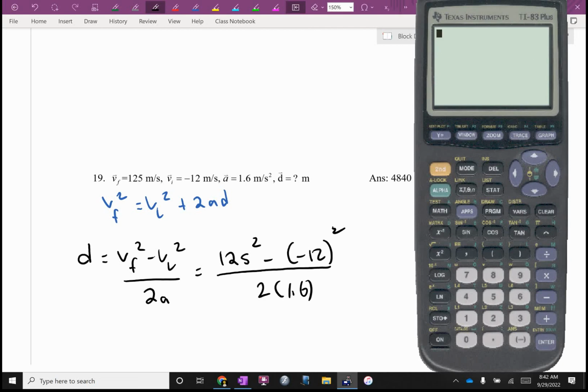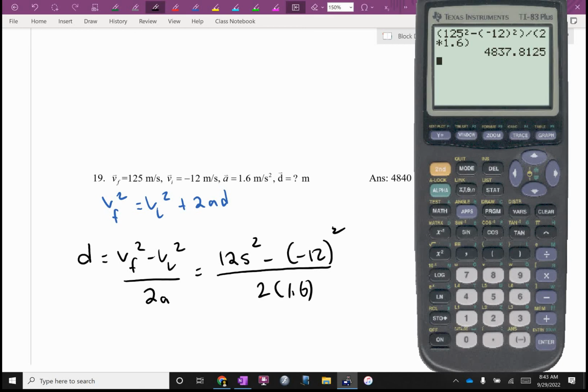So if I'm typing that equation, and also for number 17, I would have to go 125 squared minus bracket, negative 12, close bracket. The squared goes outside the bracket, close bracket, divided by 2 times 1.6. Most of your calculators, that'll be the issue. Yeah? Okay, I was writing brackets around the negative 12, but I put the squared inside. Yeah. Have to put it outside. Okay. And that's how you get the 4,840.